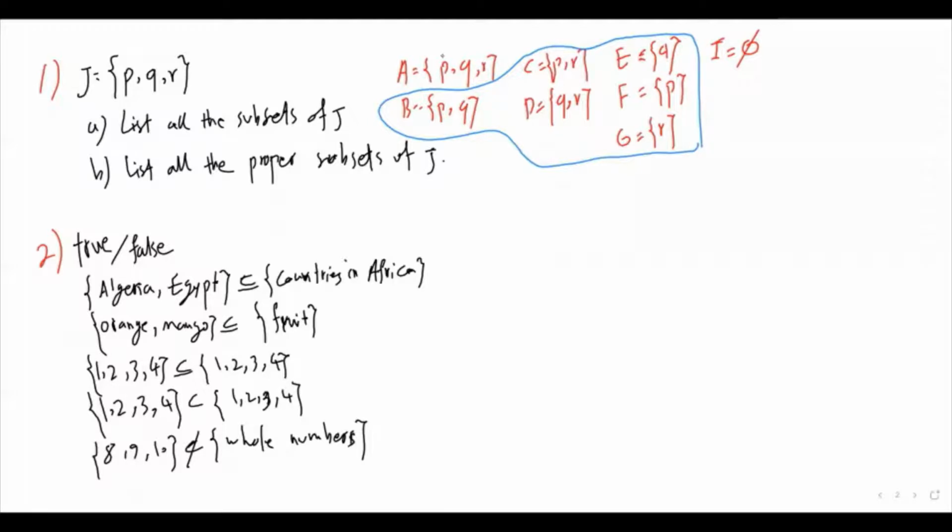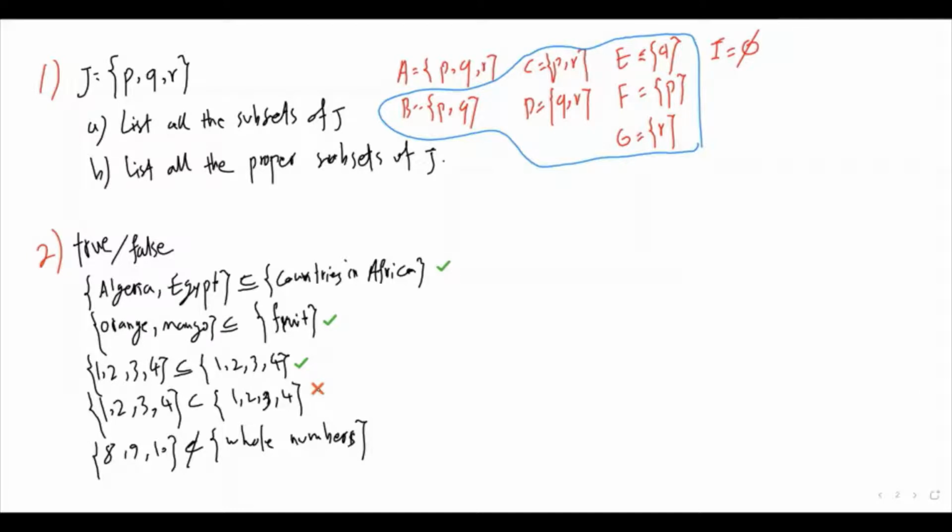And the second question, that's a true or false. That's very straightforward. Algeria and Egypt are, so this is the symbol for subset, right? Are subsets of countries in Africa. That is correct, right? Orange and mango are subsets of fruits. That is correct. 1, 2, 3, 4 is a subset of 1, 2, 3, 4. That is correct as well. 1, 2, 3, 4 is a proper subset of 1, 2, 3, 4. That is wrong because I said proper subset only.